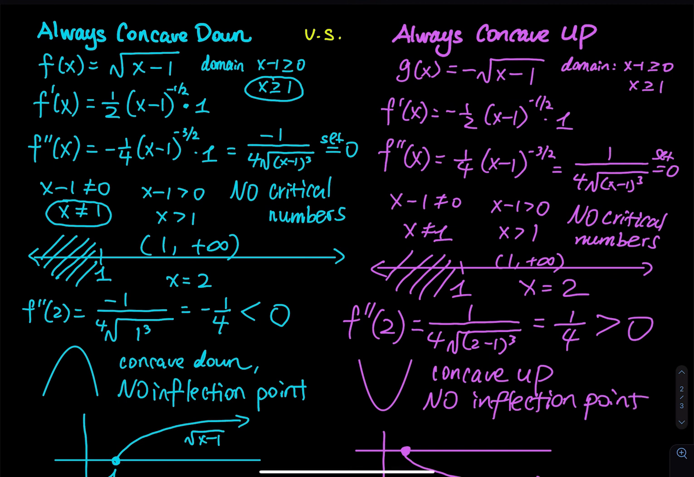So it is possible to get a function where the curve is always concave up and there is no inflection point and no critical numbers.